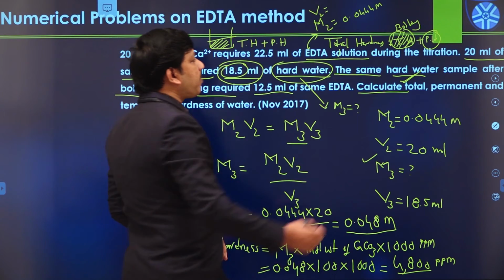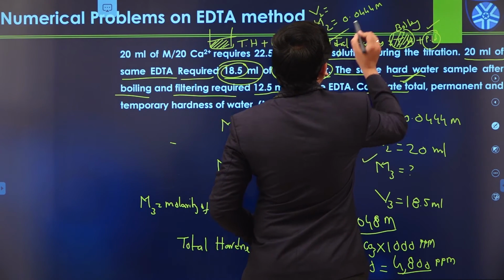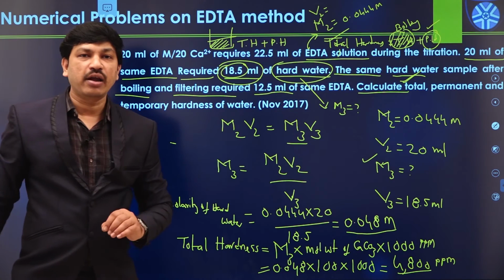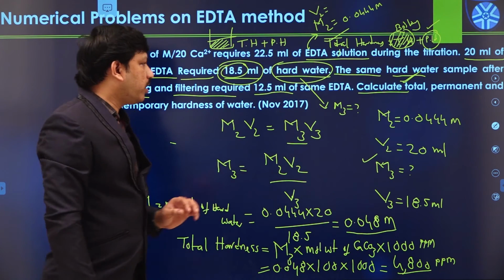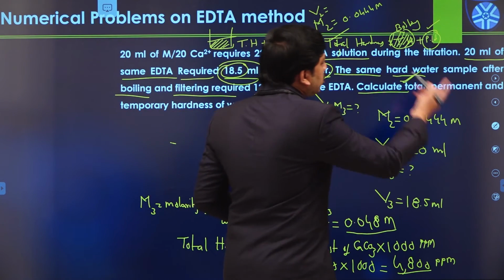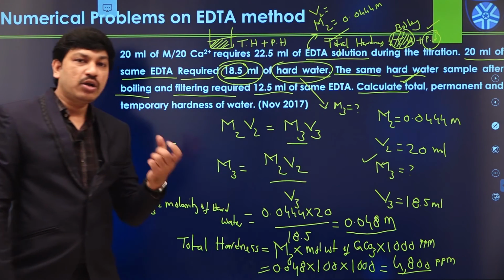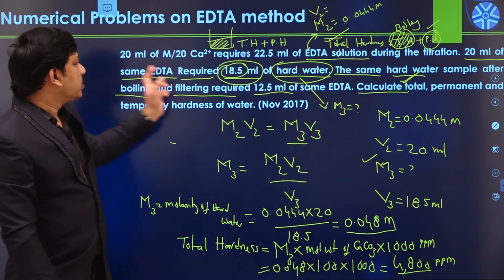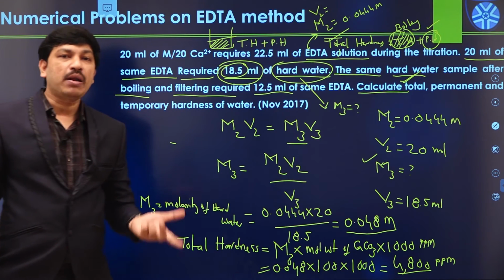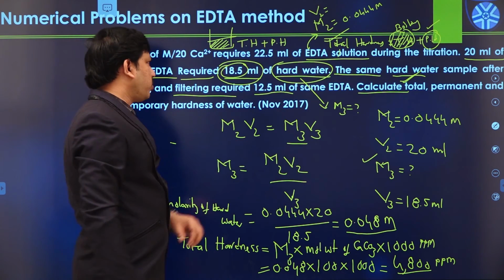So once we know the permanent hardness value, and we already know the total hardness value, we can easily calculate the temporary hardness value. Yes or no? So the third statement is useful to measure the permanent hardness value. We will see how it is possible.